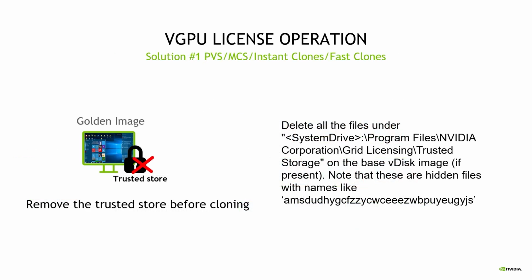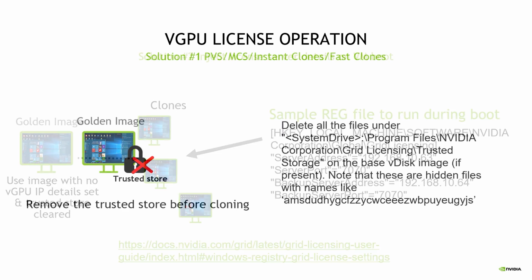So the first way to get around this, and probably our preferred method, is just to delete the trusted store before you seal that image for cloning. It's very simple to do. All you do is delete the files in the directory that I've highlighted below.